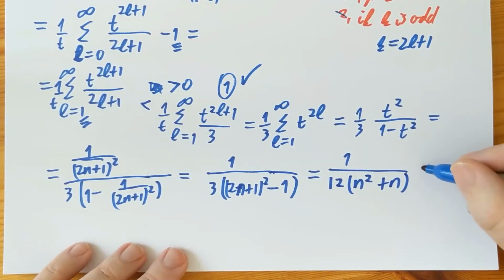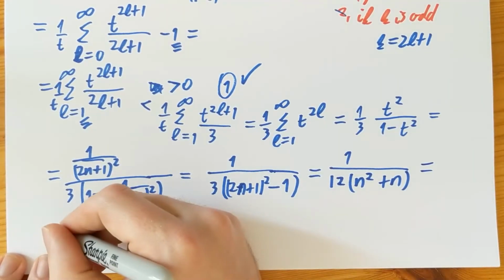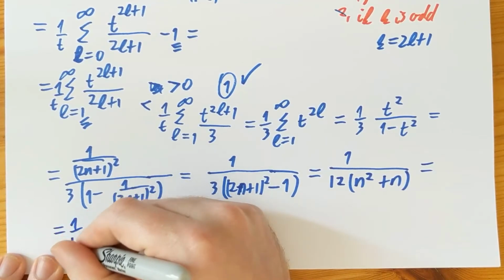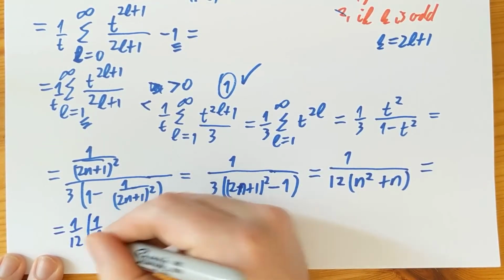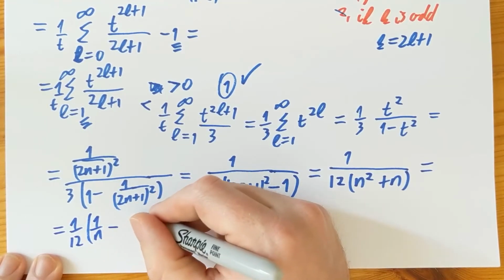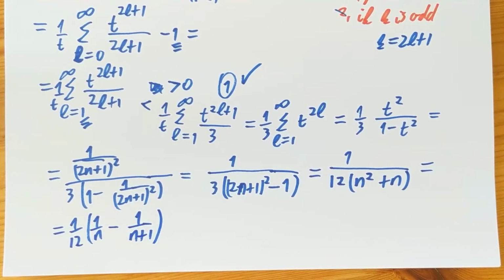And now comes something very nice and very useful. This I can write as 1 over 12 times 1 over n minus 1 over 12 times 1 over n plus 1. The reason is that the common denominator would be exactly n times (n plus 1), or if you want n squared plus n, and I have n plus 1 of that minus n of that. That's just one of them. So I can write this in this very nice way.